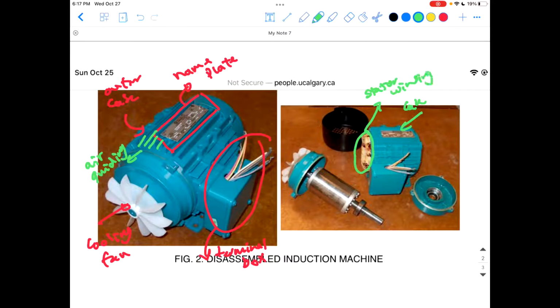Those are with stator three-phase winding. This black guy is the fan cover. This cooling fan cannot be left uncovered like that, because it will not be safe. Anyone can just be hit with it. So we place this cover over it.